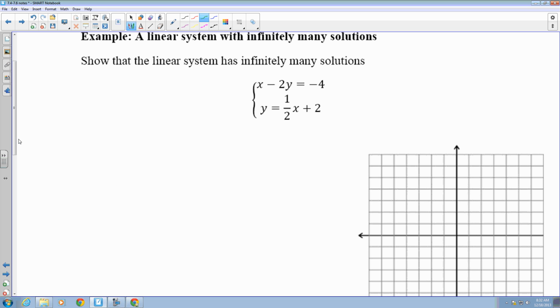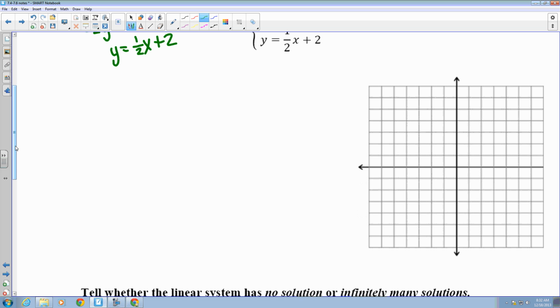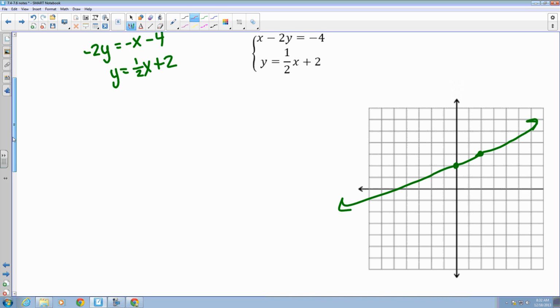So what does infinitely many solutions look like? Well, the same thing. We want to go ahead and get them both into slope-intercept form. The bottom one is done, but the top one we need to rearrange by subtracting the x first, then divide by -2. So it'll be positive 1/2 x plus 2. I'm going to start at the 2, up 1 over 2. Okay, and our other equation, the second one, is actually the exact same equation. So I start at 2, go up 1 over 2.